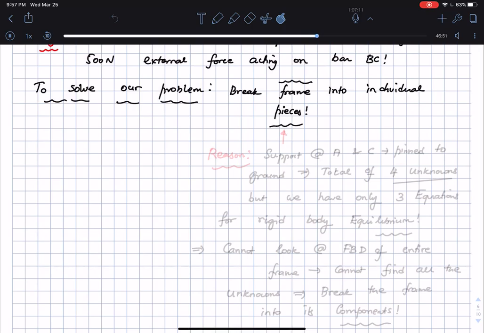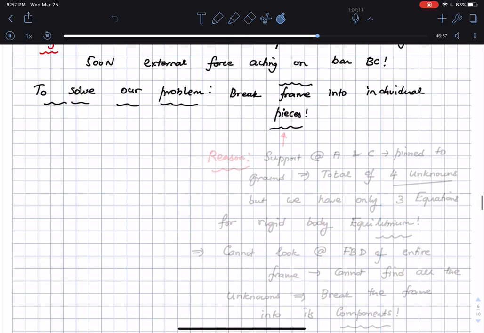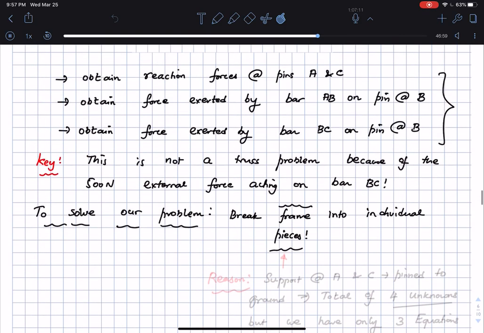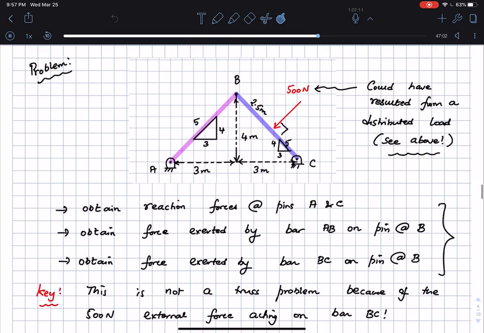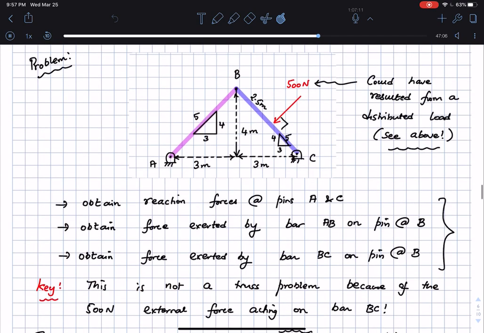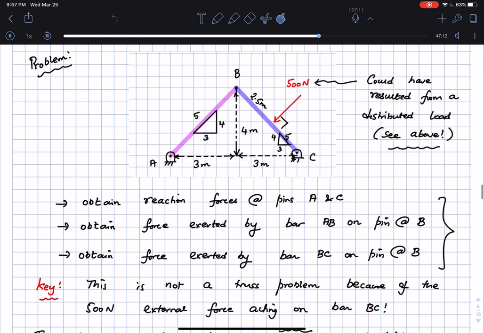Okay, and what is the reason for that? The reason for that is the following. You see, I have a pin at the point A, I have a pin at the point C, which means that each of them are going to have two unknown reaction forces. But the total number of equations of equilibrium is only 3, which means that I cannot find all of these unknown reaction forces just by using equations of rigid body equilibrium for the entire frame.